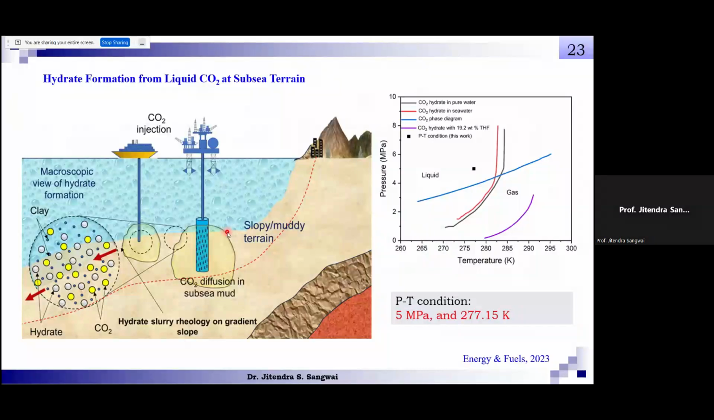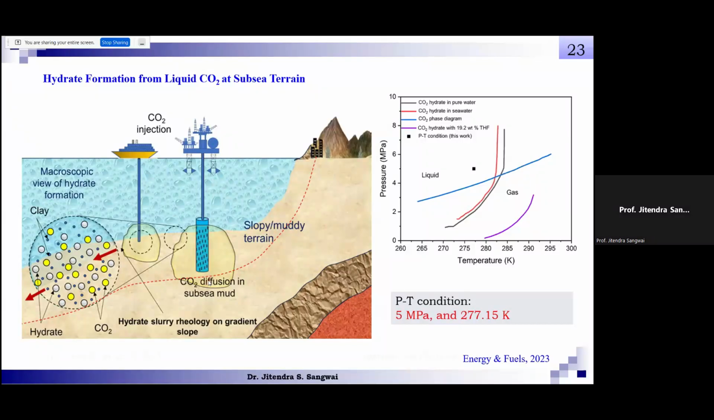rheology plays an important role here. That means the fluid properties, how the hydrate slurry may behave differently. For example, it's possible that you are injecting into a sloping or muddy terrain, and it's possible that hydrate getting formed may roll over. So you need to understand the rheology part of it. How hydrate will behave differently when they are being formed along with the clays.